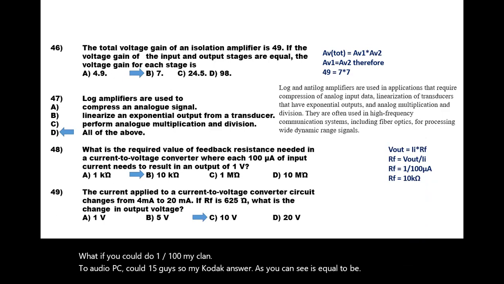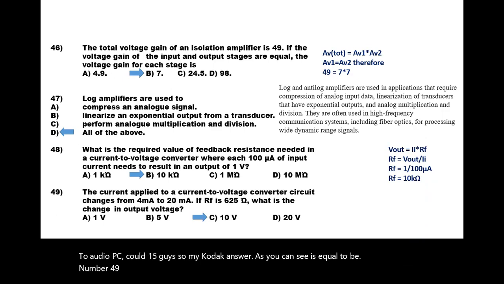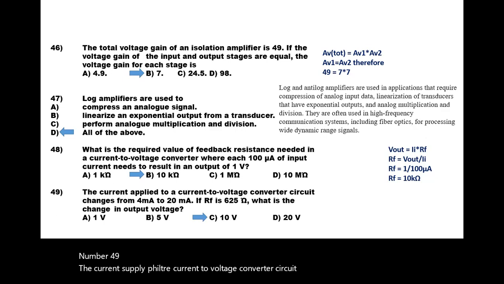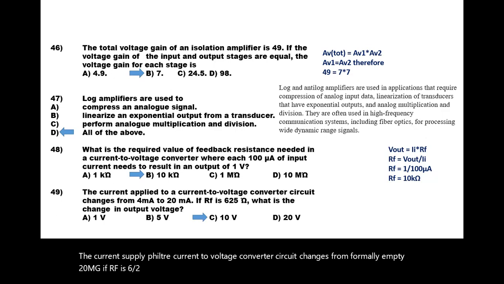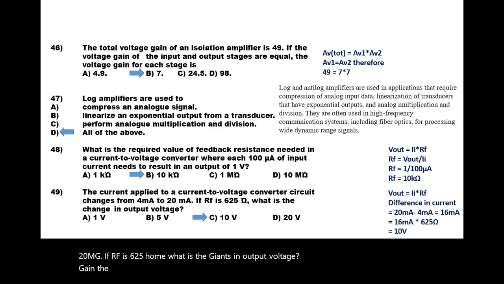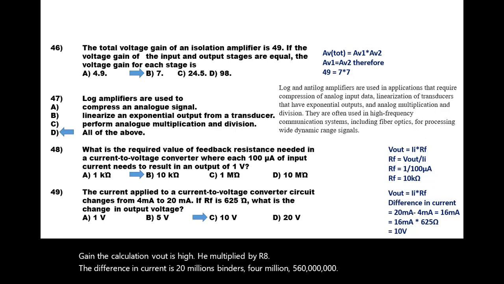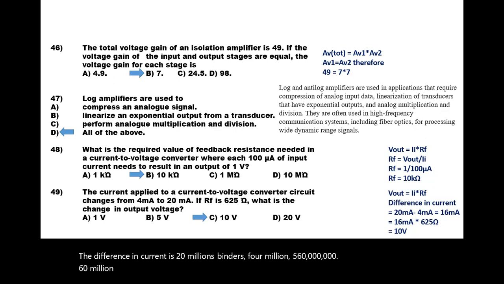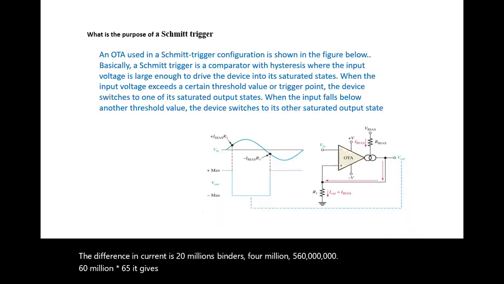Number 49. The current applied to the current-to-voltage converter circuit changes from 4 milliamp to 20 milliamps. If RF is 625 ohm, what is the change in output voltage? Again, the calculation, V out is I in multiplied by RF. The difference in current is 20 milliamps minus 4 milliamps, that's 16 milliamps. 16 milliamps multiplied by 625, that gives me 10 volts.